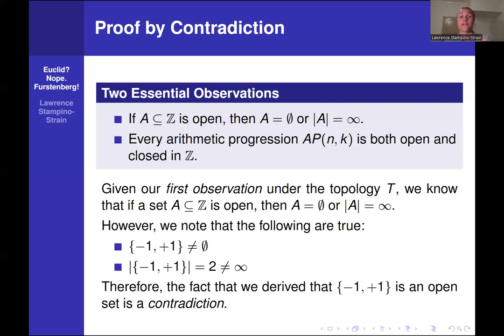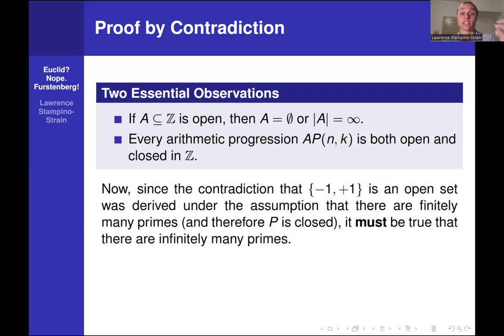And we know that the cardinality of the set {-1, +1} is 2, which is not equal to infinity, right? So therefore, the fact that we derived that {-1, +1} is an open set is a contradiction of our first observation, right? Because we're claiming that {-1, +1} is an open set, but we know that if a set is open under our topology, then A is either the empty set or the cardinality of A is infinite, right? But in this case, we're saying that {-1, +1} is open, and that's just impossible, right? That's where the contradiction lies.